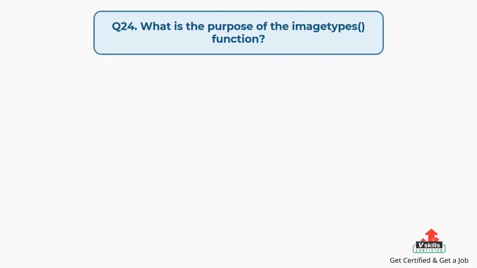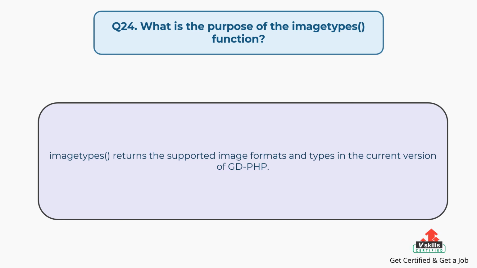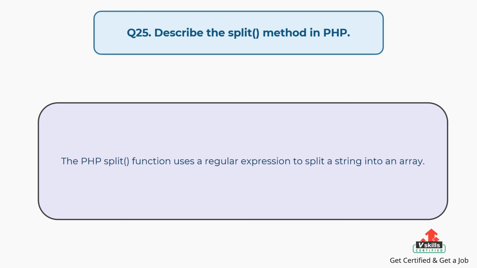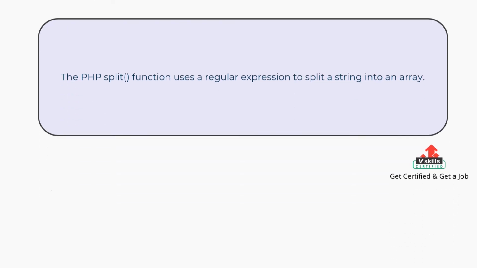Question number 24. What is the purpose of the imagetypes function? The answer is, imagetypes returns the supported image formats and types in the current version of GD PHP. Question number 25. Describe the split method in PHP. The answer is, the PHP split function uses a regular expression to split a string into an array.